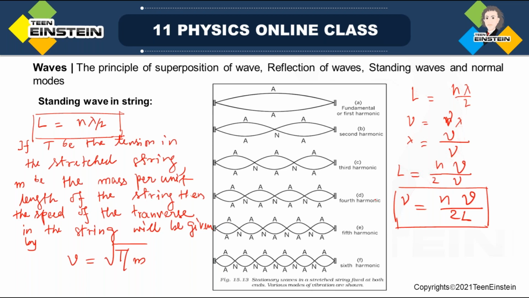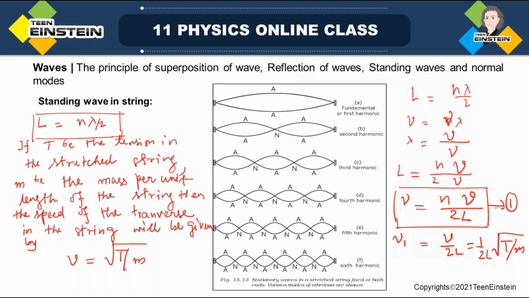See, the first frequency in the string we get is nu1 equal to v by 2l, and if we put the value of v from here, then we get 1 by 2l root over T by m. So this is the lowest frequency we get in a string when we vibrate. When the string is vibrating, there will be many frequencies obtained. The different frequencies are given by this equation.